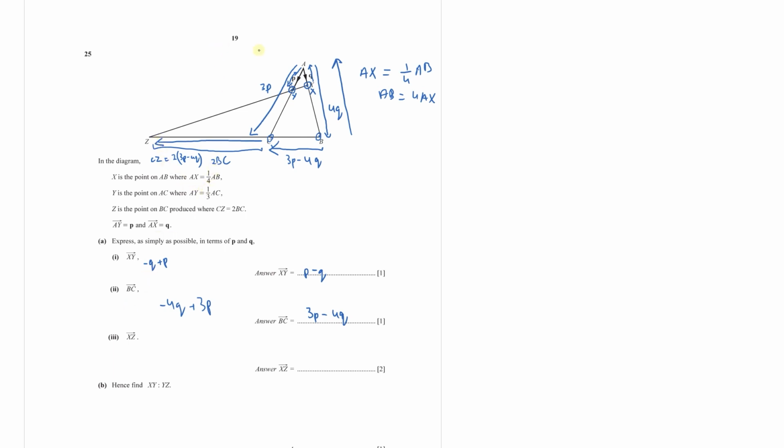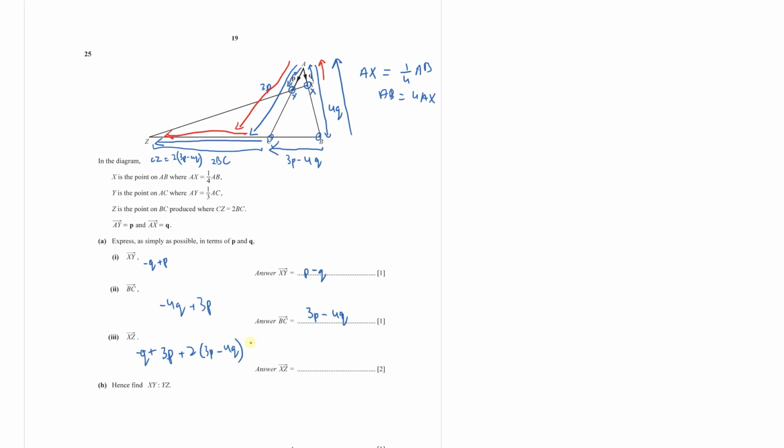Now to get XZ, I can start from X, go up here, Q, then come down here, 3P, and then go here to Z. So this would be my route. Let me represent this: X to A, then A down to C, and then C till Z. So this will be your XZ. The first value is negative Q plus AC, which is 3P, and then CZ is 2 times 3P minus 4Q.